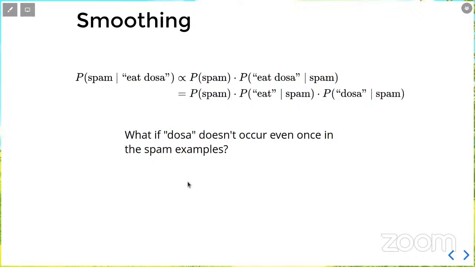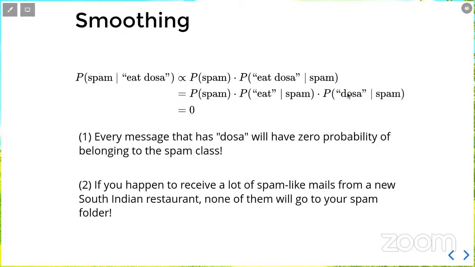Let's say you get this message, eat dosa, and I want to find out whether it's spam or not. And as you said, the probability of dosa given spam is 0 because there is no occurrence of dosa in the set of spam messages I have. Right. So what do we do in this case? Every message that has dosa will have 0 probability, right? Now, practically, when will this happen?